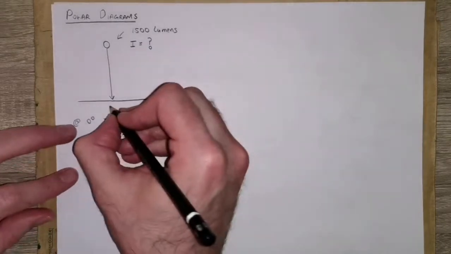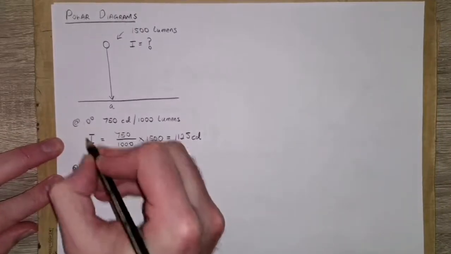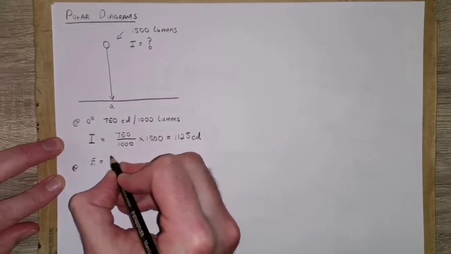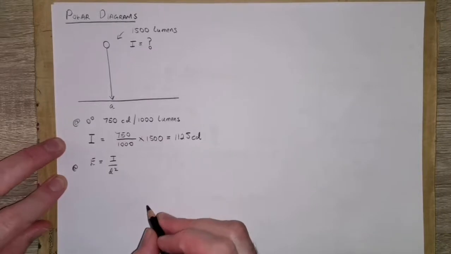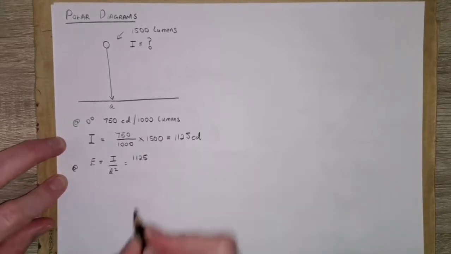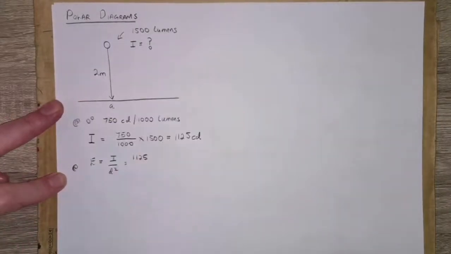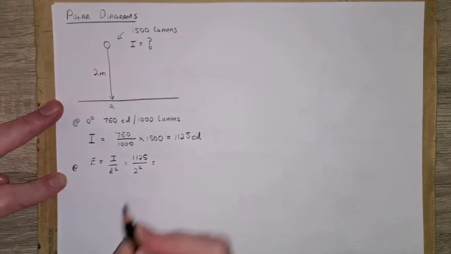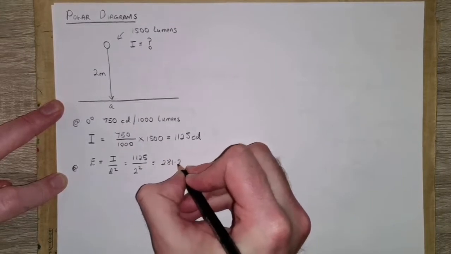So then we'll call it point A. At point A, or at 0 degrees then, our illuminance is going to be 1125, and I forgot to mention this, the distance between it is 2 meters, so that's 2 squared. We end up getting 281.25 lux.